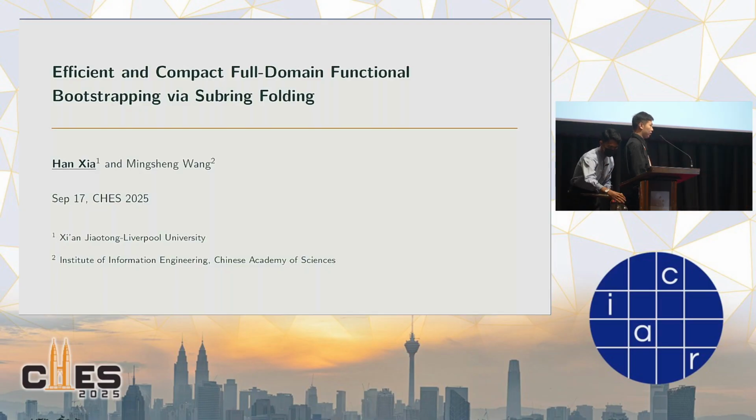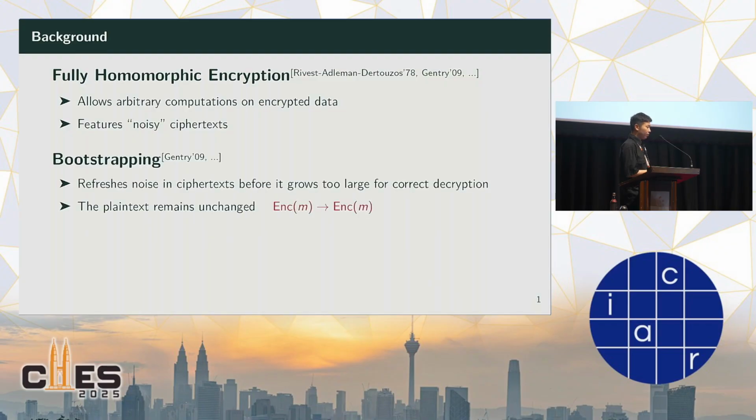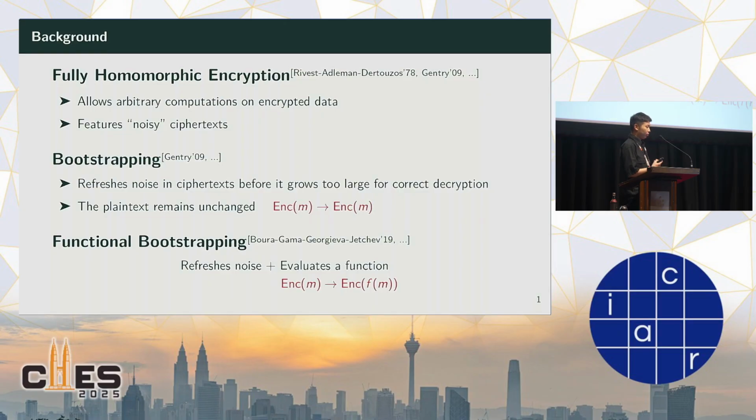I will talk about efficient and compatible full-domain functional bootstrapping via subroutine folding. First, let me take a very quick recap of the background. Fully homomorphic encryption allows arbitrary computations on encrypted data, and all mainstream schemes feature noisy ciphertexts. Bootstrapping is still the only known way to refresh the noise. After bootstrapping, the plaintext remains unchanged, but the noise goes down. Functional bootstrapping is a variant where we not only refresh the noise, but also evaluate a function at the same time. This functionality greatly improves the throughput of bootstrapping.